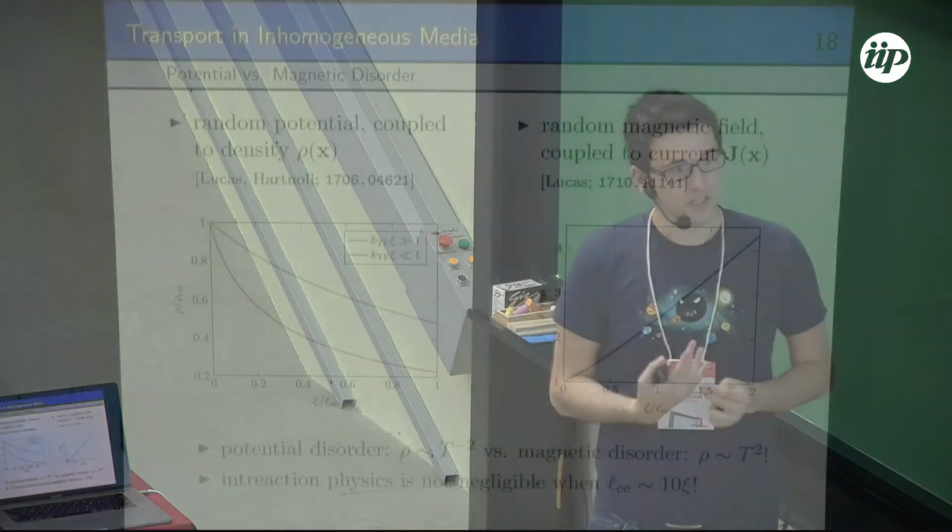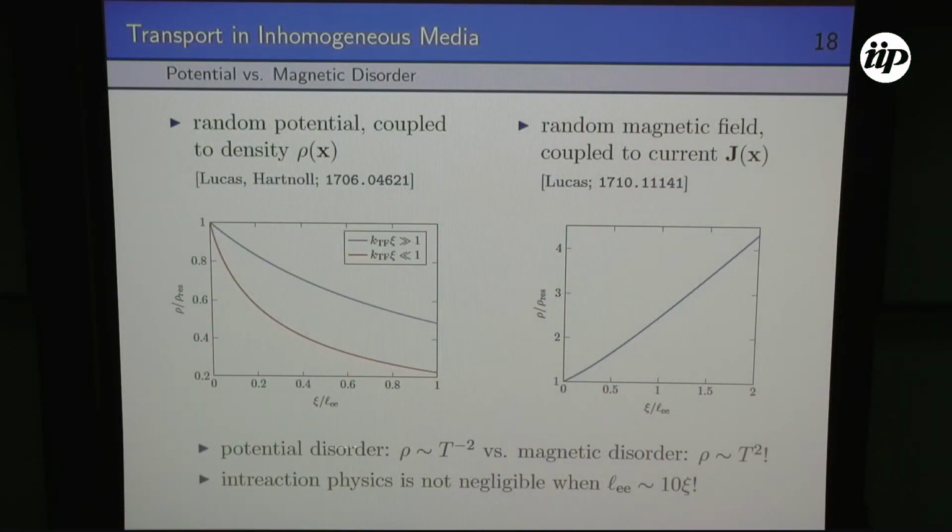And the other thing worth keeping in mind is that these interaction-induced corrections to transport are not negligible. Okay? Even when you're very far from the regime where you would expect electronic interactions to be important. So you can measure quite noticeable effects on the resistivity even when you are in a regime that's quite weakly interacting. Okay.